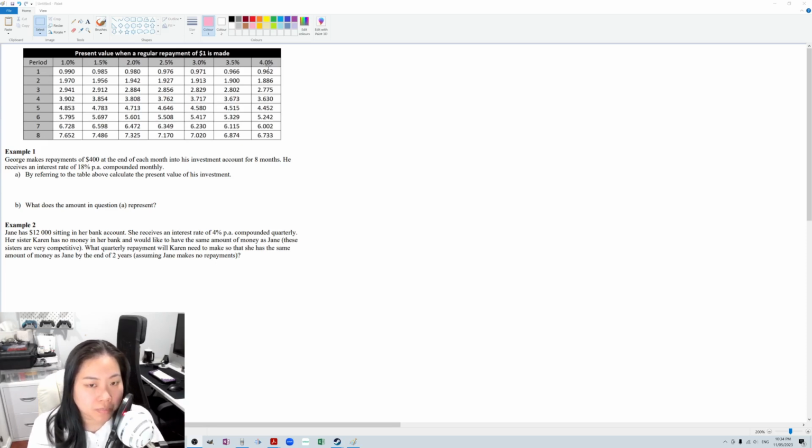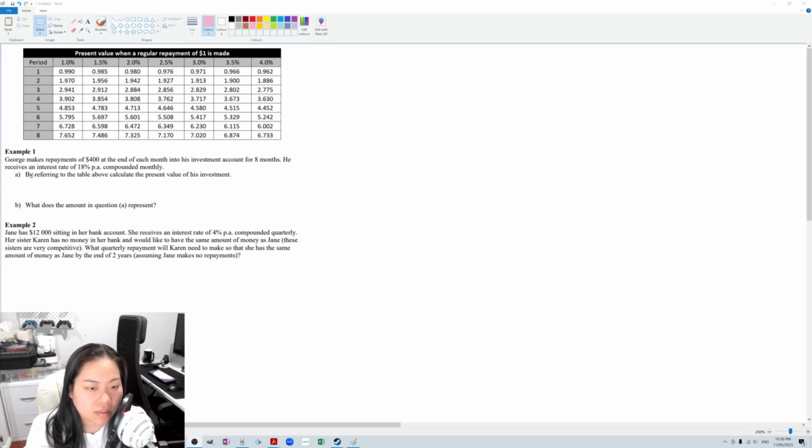So we have 1% up to 4%. And then there's a whole bunch of decimal numbers in the middle. What do they mean? These numbers are what you would multiply to that $1 of regular payment to find out the present value needed. So to find out what the lump sum of money that is needed right now to achieve the same amount of future value as if you put $1 repayment at a certain amount of period of time and a certain amount of interest rate. So let's do this question and hopefully that will make sense to you.